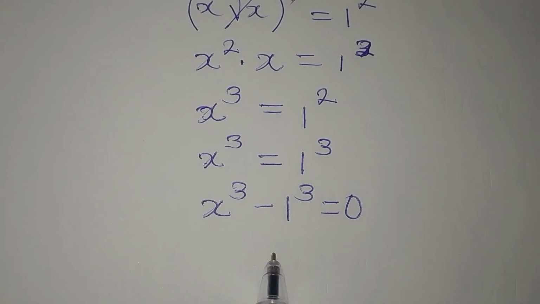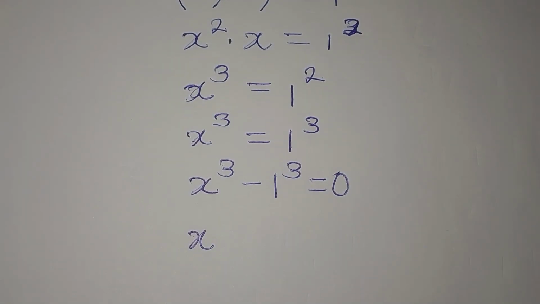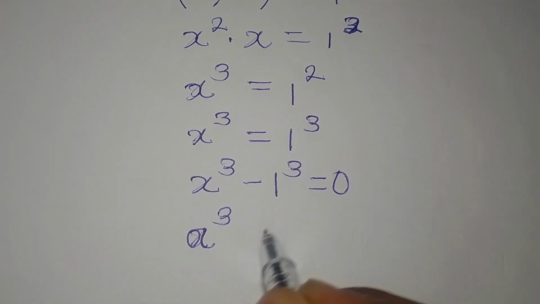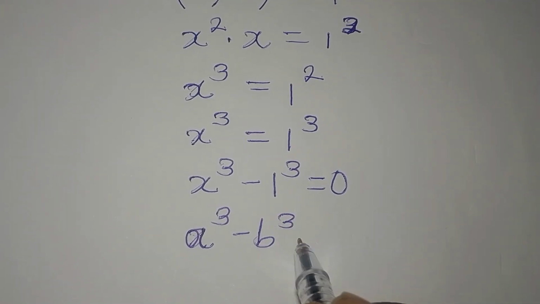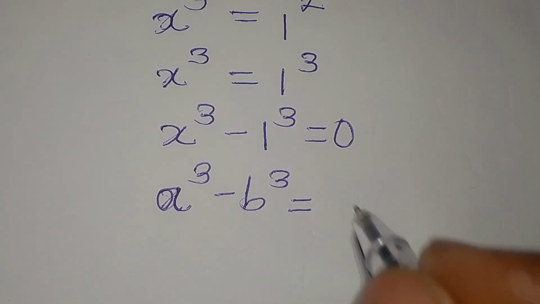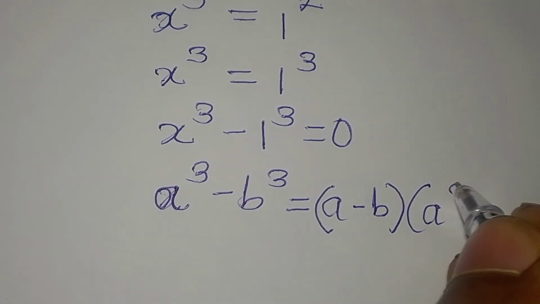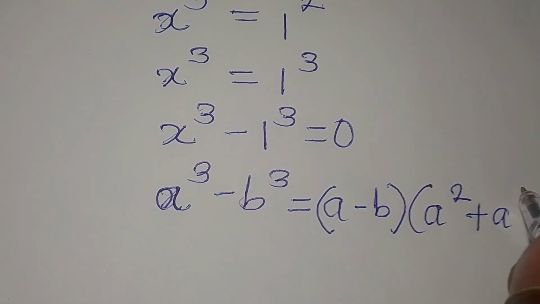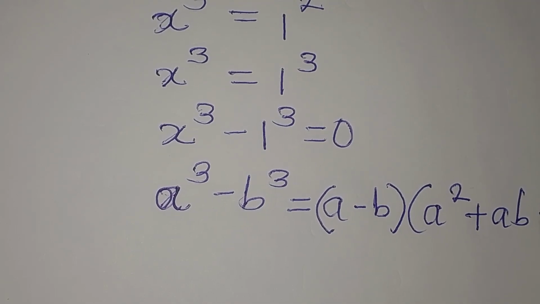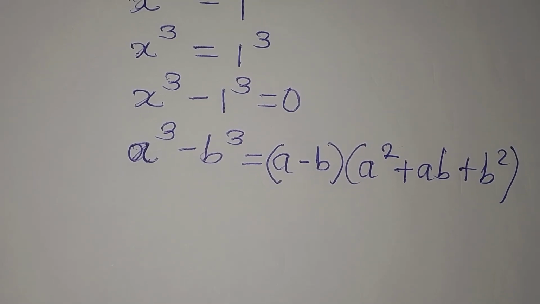Now the question commands that we solve this in detail. So we're going to get 3 solutions from here. Okay, let me give you the identity before we work this. Now let's say we have a cube minus b cube. This is called difference of two cubes, and this is equal to a minus b into a squared plus ab plus b squared.